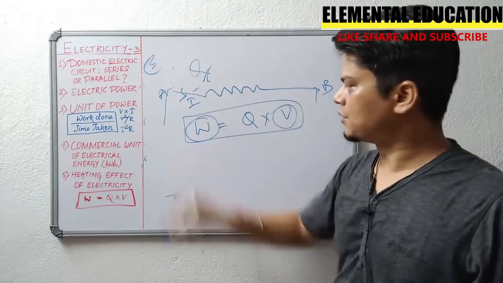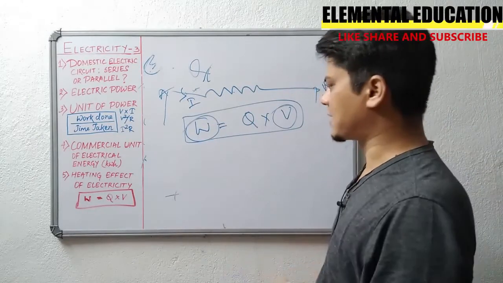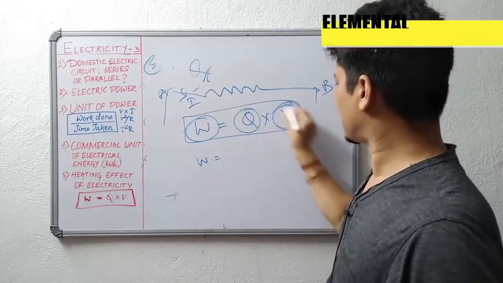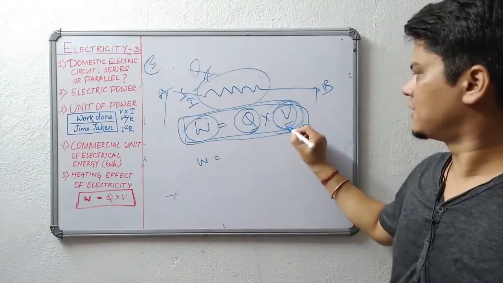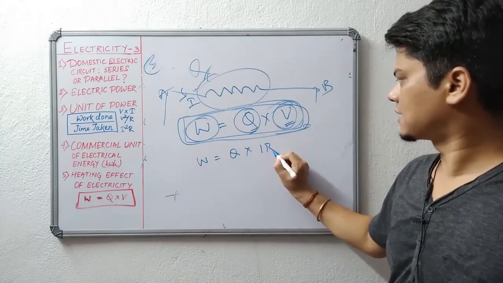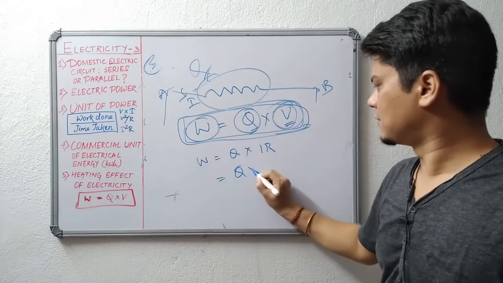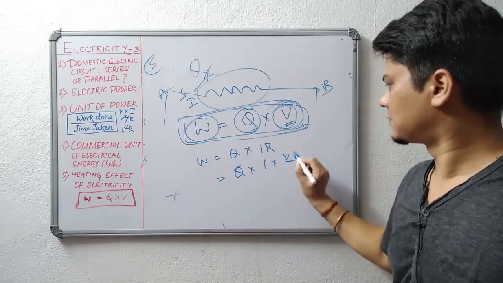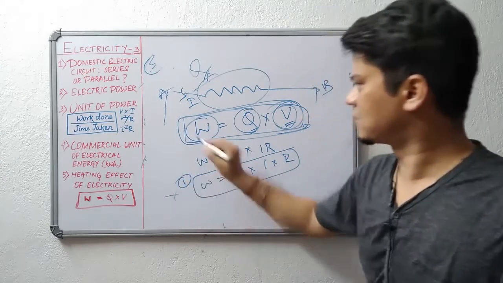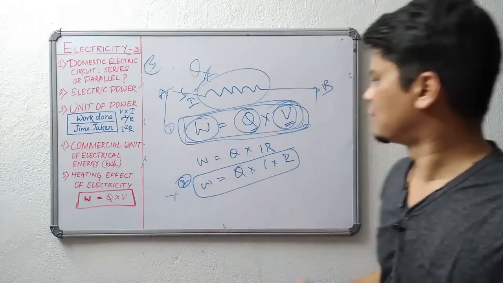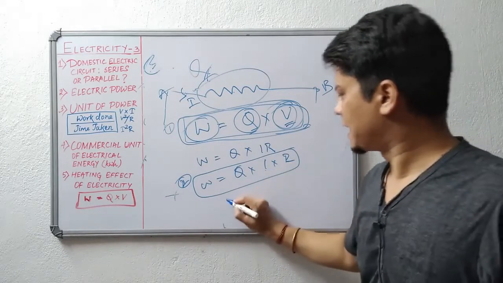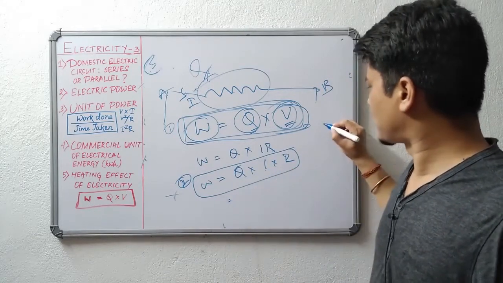Now, W is the work done or the energy spent. W is equal to Q into V. Since V equals IR, W equals Q into I into R. You can note this as formula 1, and this as 2. There is one more derivation: we can substitute to get I squared R T.